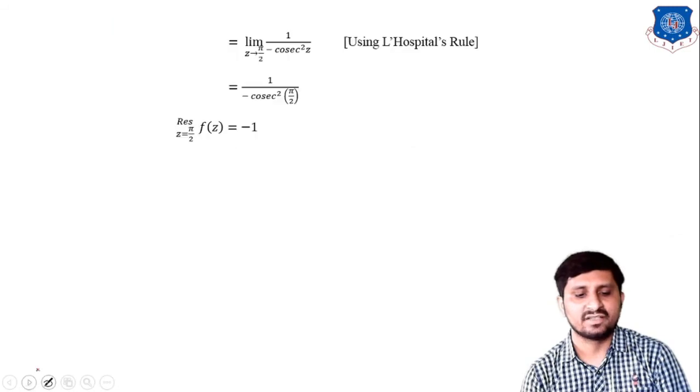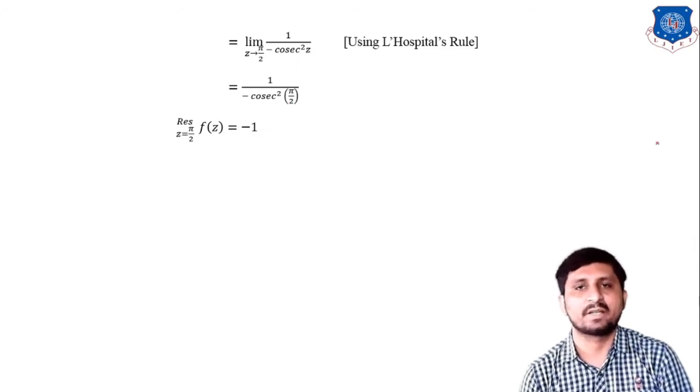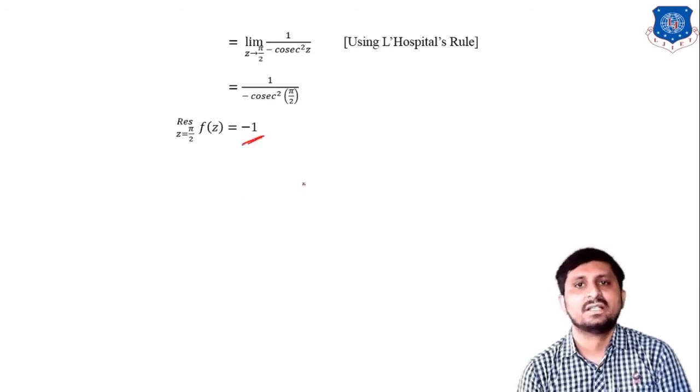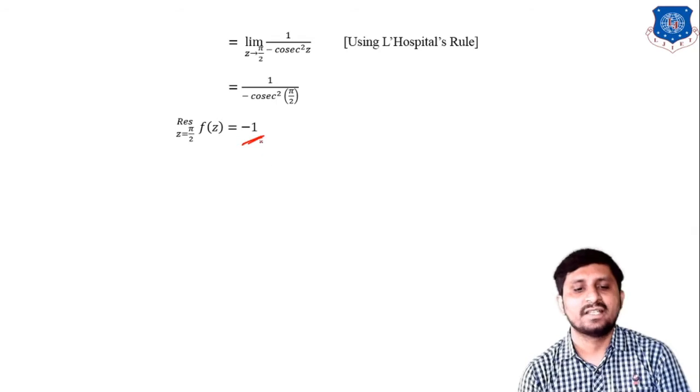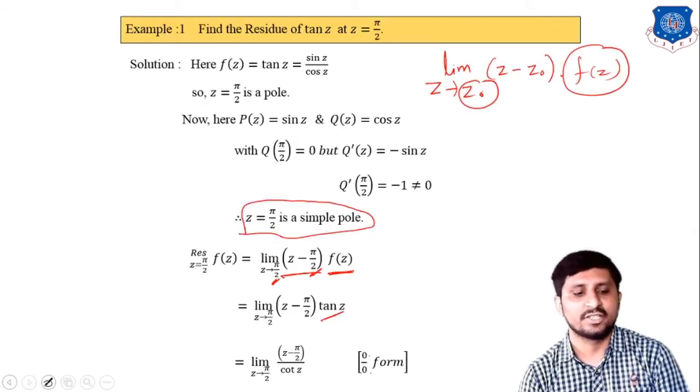So differentiation of z minus pi by 2 is 1, and differentiation of cot z is minus cosec square z. Now take pi by 2 instead of z, and you will get minus 1, because this is minus cosec square pi by 2, and we know that cosec pi by 2 is 1. So the final answer is minus 1. Okay, so in both the cases you can easily find the residue for both the functions.